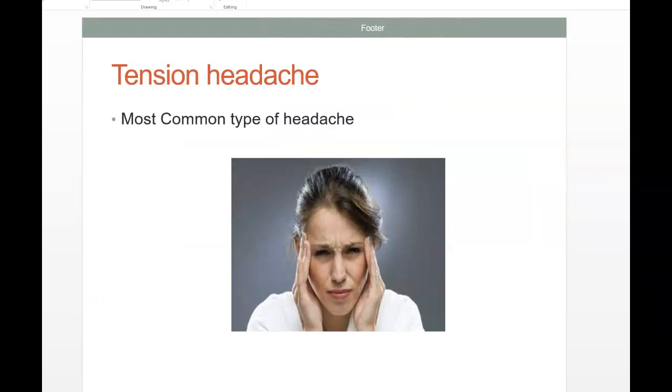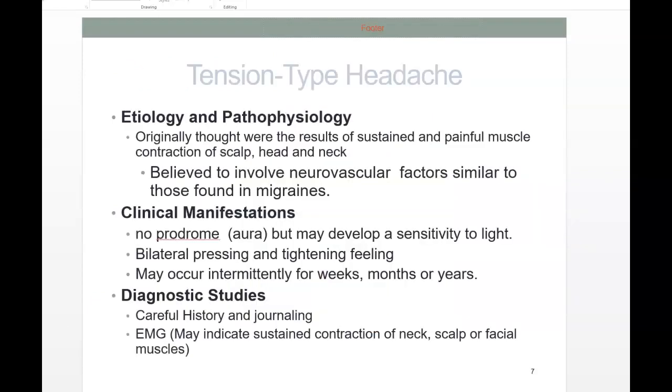It is the most common type of headache. The etiology and pathophysiology: it was originally thought that they were the result of sustained and painful muscle contraction of the scalp, head, and neck. It is believed to involve neurovascular factors similar to those found in migraines.